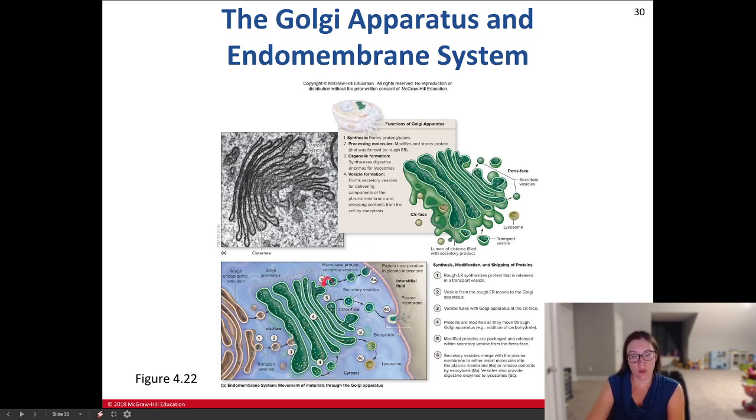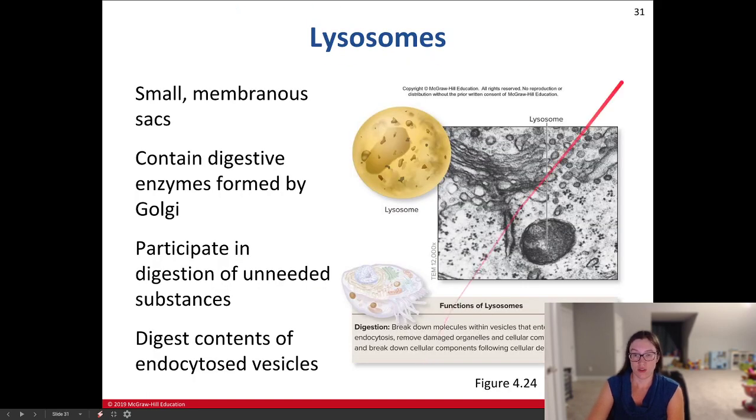Instead of being shipped out, some of these can actually become lysosomes. Lysosomes are small membranous sacs that contain hydrolytic digestive enzymes. They destroy unneeded parts of the cell. And if the cell is a phagocytic cell and it eats up some sort of bacteria, it binds that bacteria with the lysosome, and the lysosome can munch up that bacteria and digest it. So lysosomes digest the contents of those endocytosed vesicles.